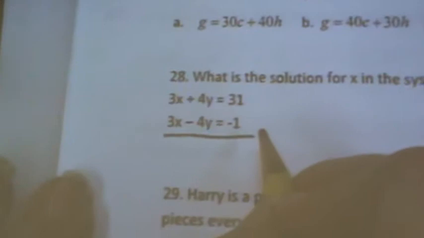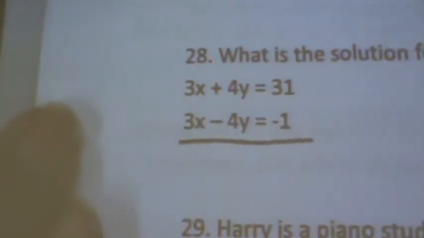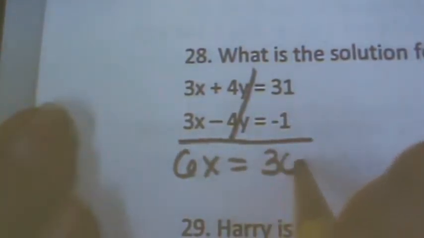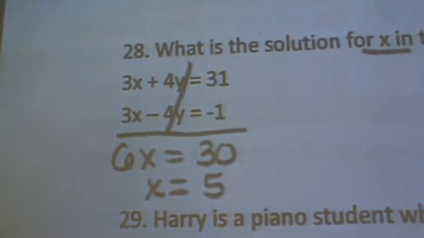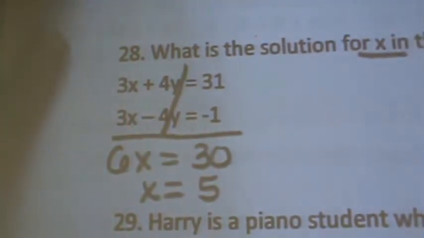Number 28, this is an easy one. What happens with these y's when you add them together? They cancel out. You get 6x equals 30. What's x? And that's what they wanted you to do, solve for x. If they said, what is y? You plug 5 in and find y.